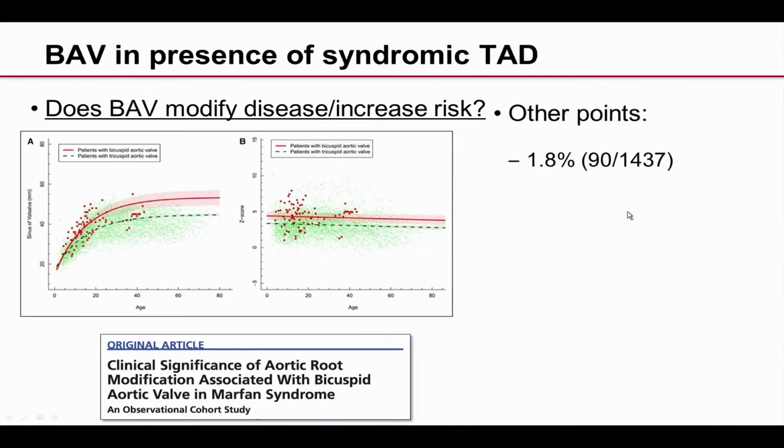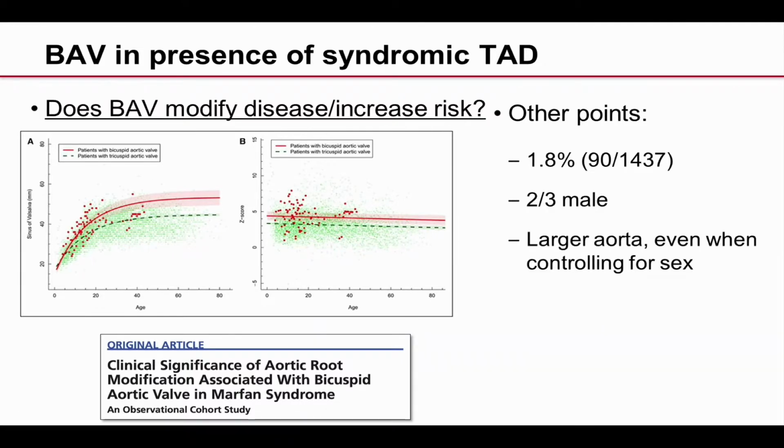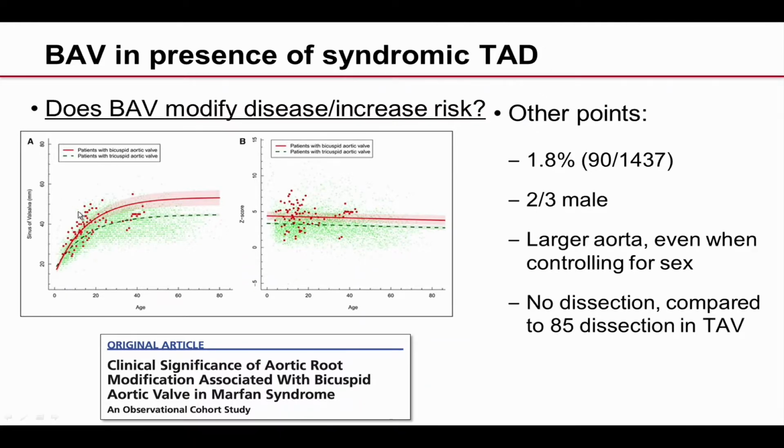Other points, it occurred in 1.8%, 2/3 were male, not surprisingly. But at larger aorta, even when you controlled for the fact that males were larger, no one in this group had an aortic dissection compared to a measurable proportion of the patients that had an aortic dissection with tricuspid aortic valve.